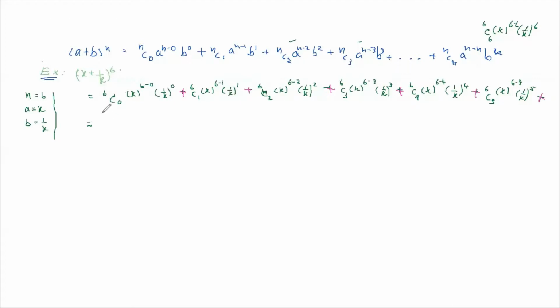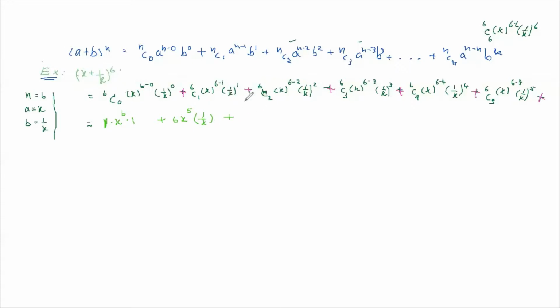6C0 is 1, times x power 6, times 1 over x power 0, always 1, right? Because any base to the power 0 is always 1. So this one equals 1. Plus, 6C1 is 6. Then x, 6 minus 1 becomes power 5, and 1 over x power 1 stays the same. So we have 1 over x.